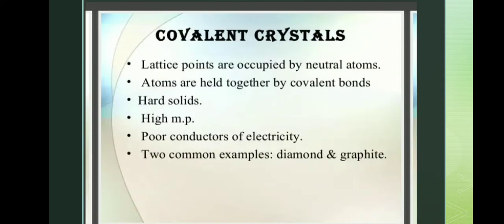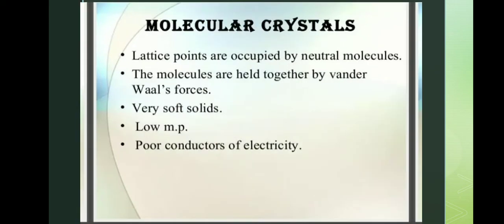What are covalent crystals? Lattice points are occupied by neutral atoms, held together by covalent bonds. They are hard solids with a high melting point and poor conductors of electricity. Two common examples are diamond and graphite. What are molecular crystals? Lattice points are occupied by neutral molecules held together by van der Waals forces. They are very soft solids with a low melting point and poor conductors of electricity.